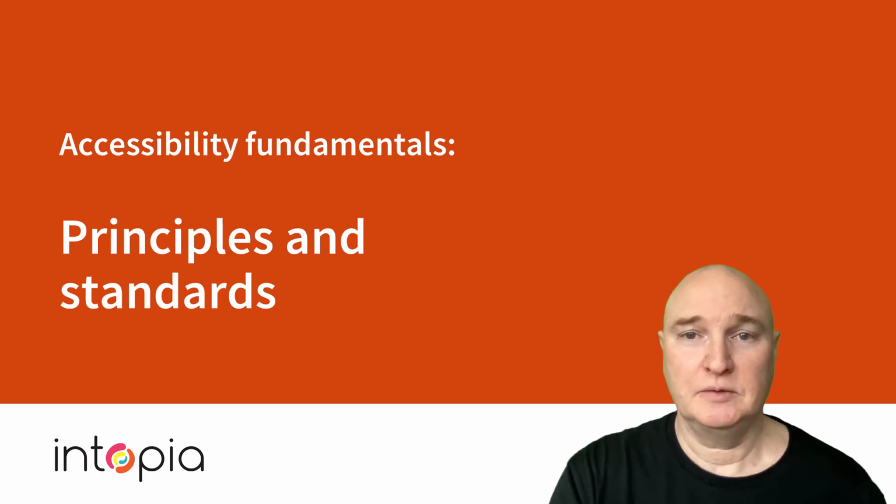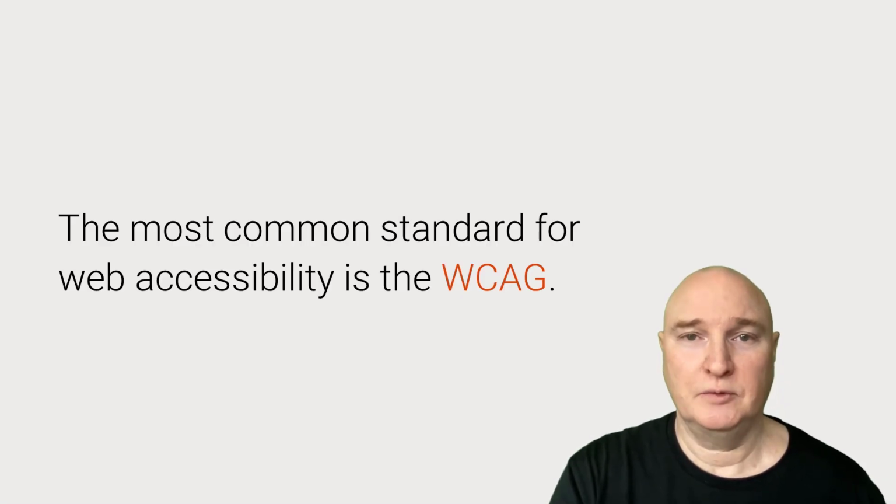Now that you understand why accessibility is important to your business, let's talk about how to implement it. The most common standard for web accessibility is the Web Content Accessibility Guidelines. Version 2 was released in December of 2008 and updated to 2.1 in June 2018. Version 2.2 is due out in mid-2022. You'll need to check with your workplace as to which version you're required to comply with.